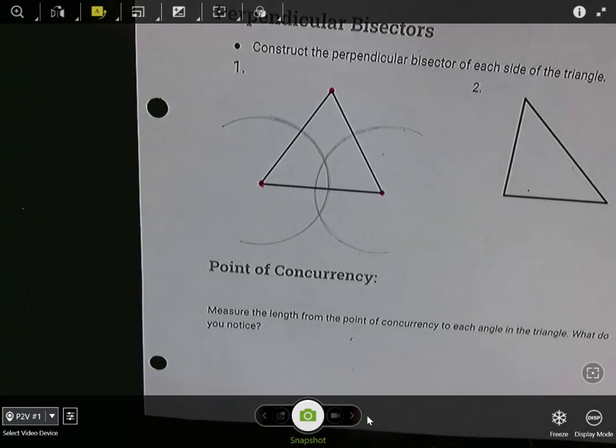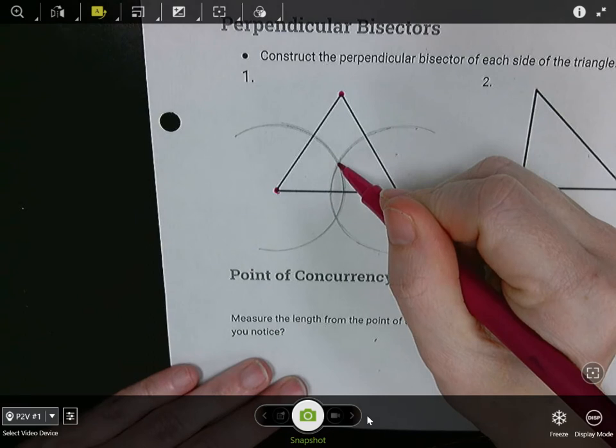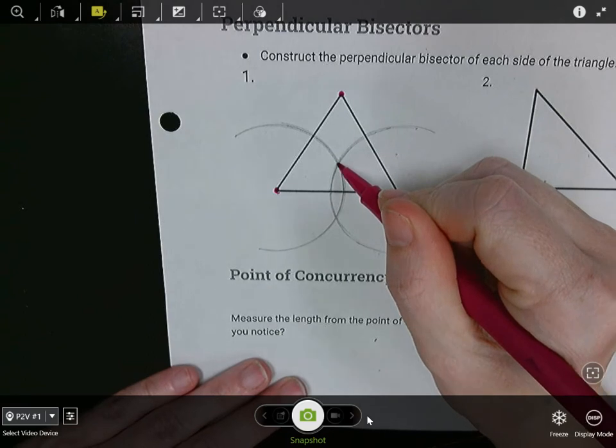All right, now here's how you would figure out where to draw your perpendicular bisector. You see this point here at the top where the two arcs intersect? Put a point there.